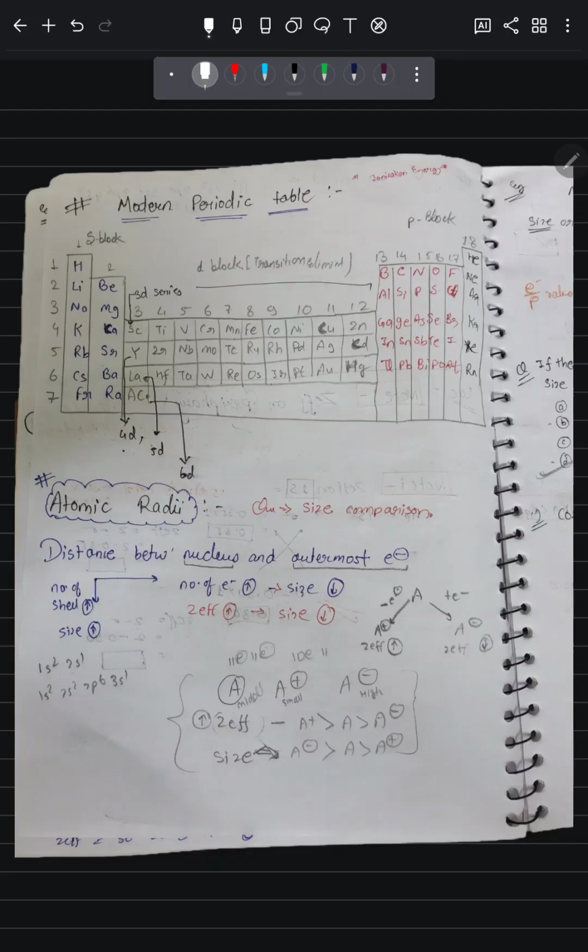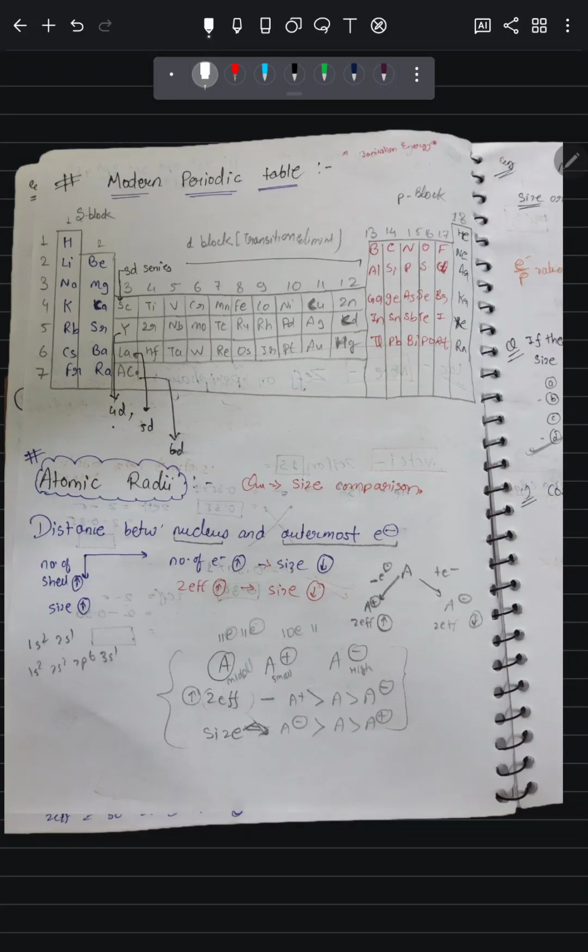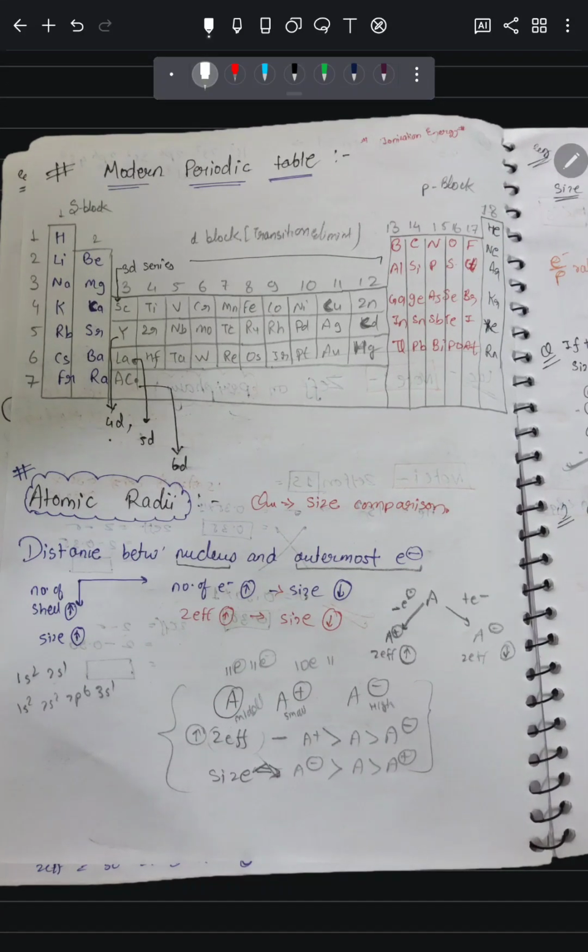Now let's discuss the modern periodic table. As we all know, we are discussing periodicity. The periodic table is important here. So what is a periodic table? The periodic table is the arrangement of different elements present in nature. So we arrange that in the modern periodic table just like that. An s block is present here. There are rows and columns basically. So this first row has hydrogen, lithium, sodium, potassium, rubidium, cesium, francium. This is the first row.